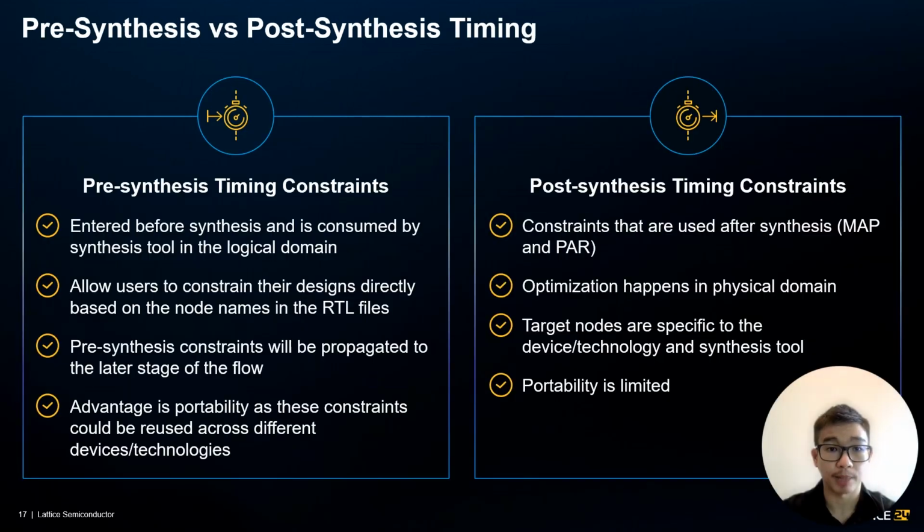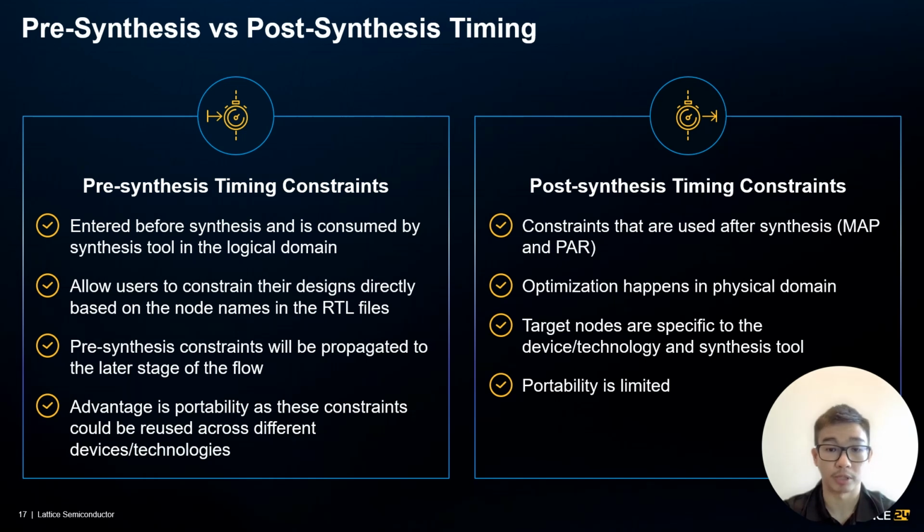Radian supports two types of timing constraints, which are pre-synthesis timing constraints and post-synthesis timing constraints. Pre-synthesis timing constraints are entered and processed before synthesis, where the target nodes are in the logical domain, which corresponds directly to the names written in the RTL files. These constraints will then be automatically propagated to the later stage of the flow.